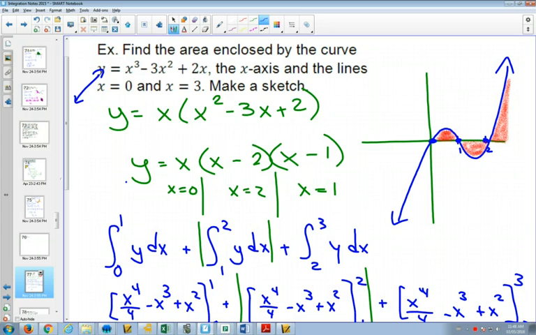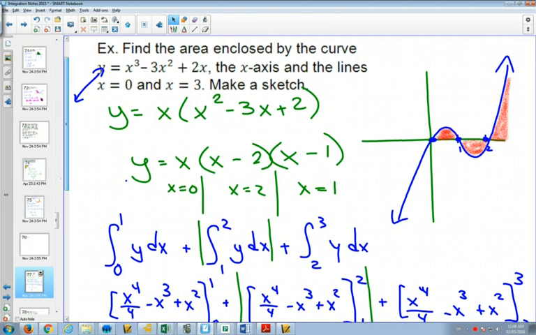Calculus could tell you where those maxes and mins are, but for this question, you don't need to know where they are. You just need to know that the first little bump is going to have a positive area. The second part between 1 and 2 is going to have a negative area. And the third part is going to have a positive area again.